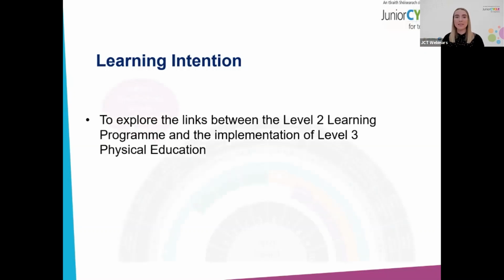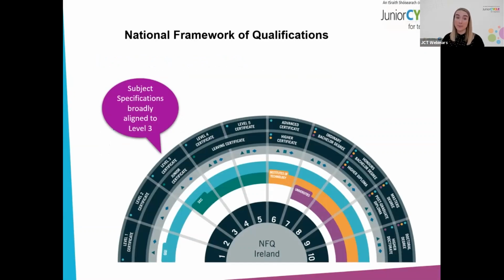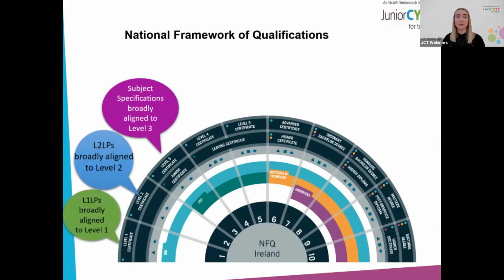But where does that sit within junior cycles? So we can see here we have the National Framework of Qualifications and subject specifications, which is our Level 3 short course. They're broadly aligned here at Level 3 within the Level 1 to 10 framework. So Level 2 are our L2 LPs, and Level 1 is, for example, our L1 LPs. Our Level 1 knowledge base is quite narrow. Level 2 is more elementary, and Level 3 is a broader skills and knowledge base that's coming through from that. And that's just sitting it in the context of the national framework.